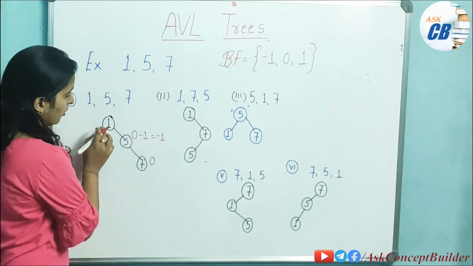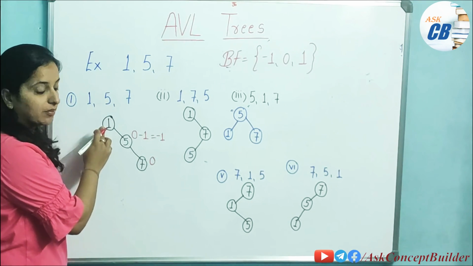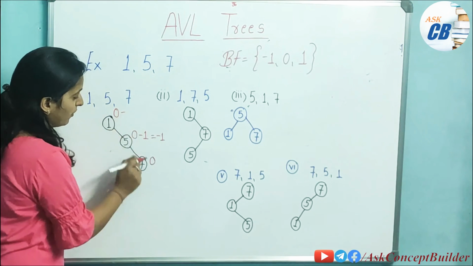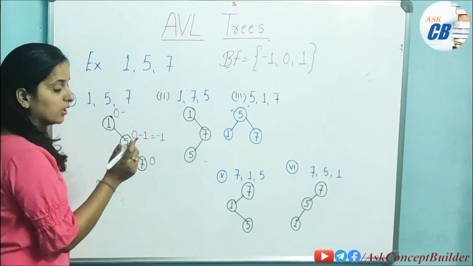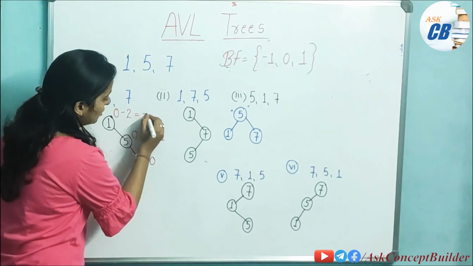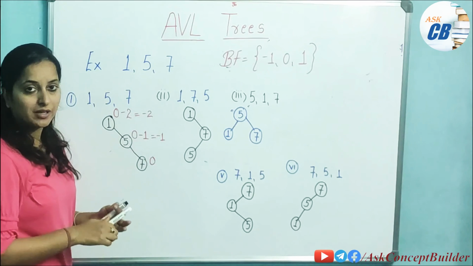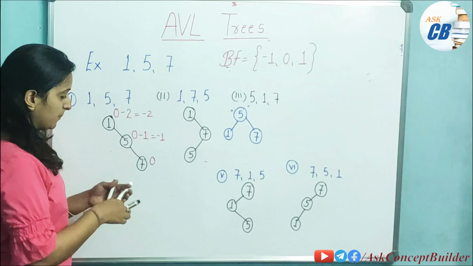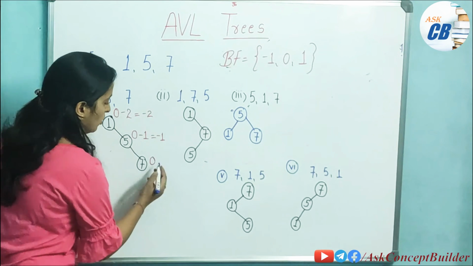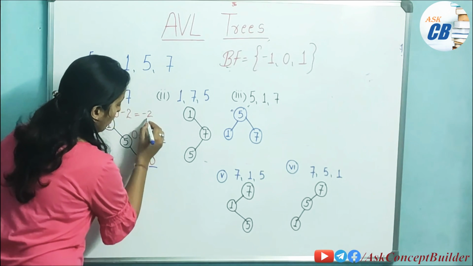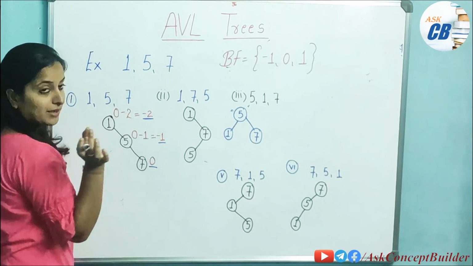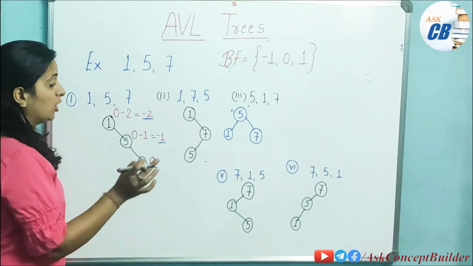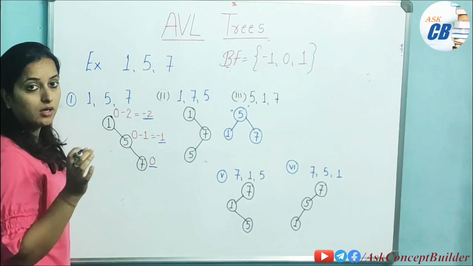Okay. Now for this node, height of left subtree. What is the height of left subtree? 0. So 0 minus height of right subtree 2. Okay. So 0 minus 2 is minus 2. Now you check the balance factor, whether all the balance factors are in this range or not. See, 0 is fine, minus 1 is fine, but now minus 2, is it either of these values? No, it is not. So here your tree got unbalanced.